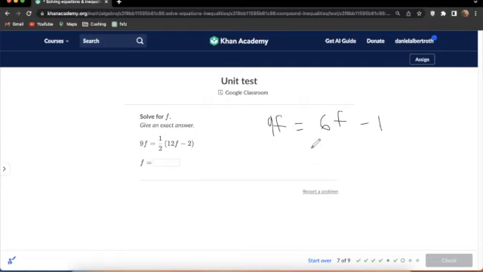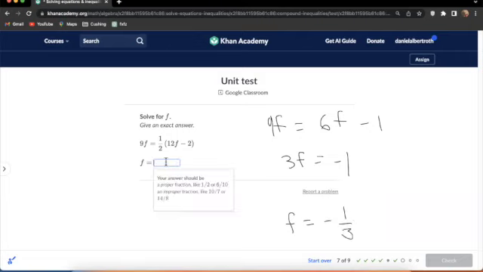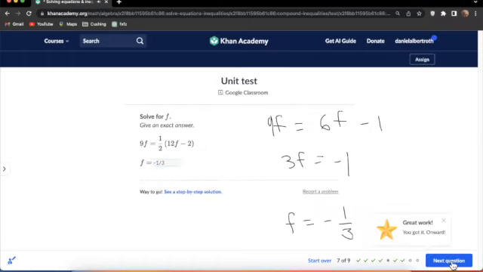I'm going to subtract 6F from both sides. That's going to give me 3F equals negative 1. Divide both sides by 3. F is negative 1/3. So let's check that out. Negative third, and yes.